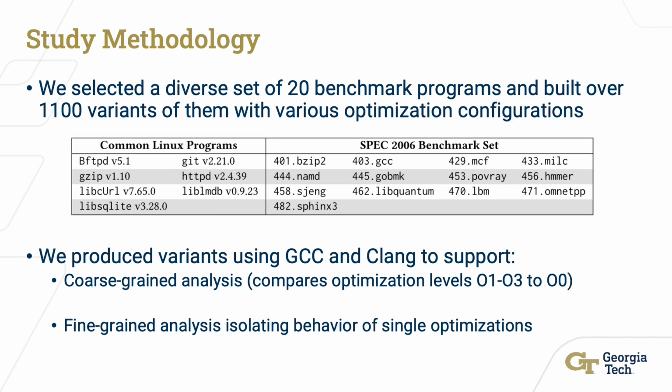To thoroughly study compiler optimization behaviors and how they impact code reuse gadget sets, we built a large dataset of over 1,100 variants of 20 different benchmark programs. These benchmark programs are sourced both from the Spec 2006 benchmark set as well as a number of common Linux programs. We built our variants using 2 production compilers, GCC and Clang, and we built these variants to support 2 types of analysis. The first is coarse-grained analysis, which compares code produced at optimization levels O1, O2, and O3 to unoptimized code produced at level O0. The second is fine-grained analysis, which isolates the behavior of single optimizations for analysis.